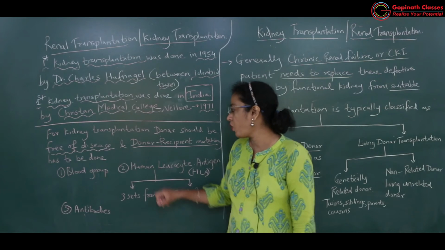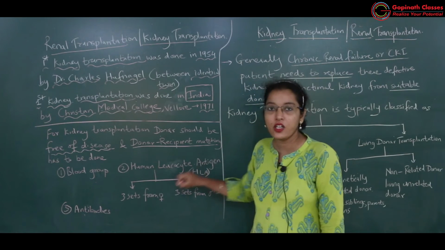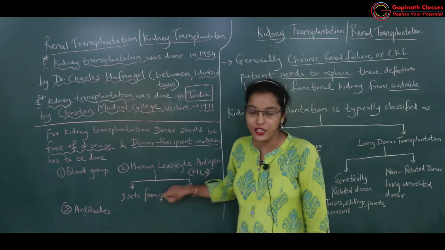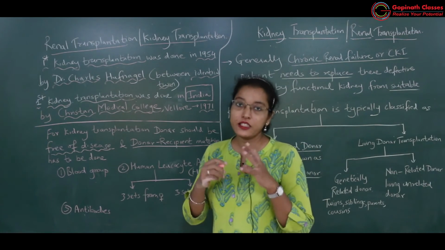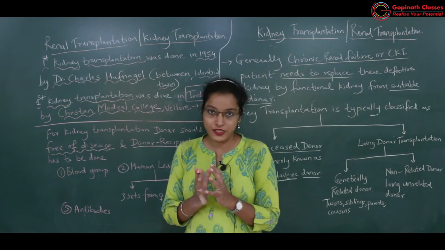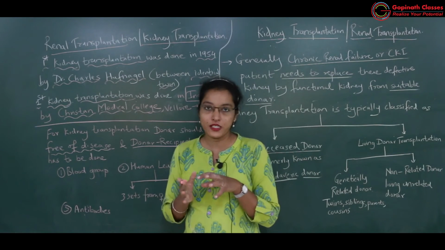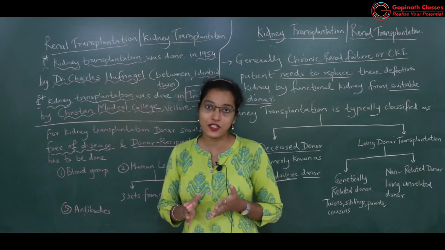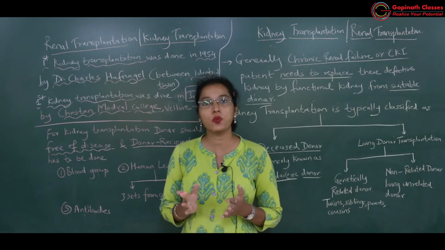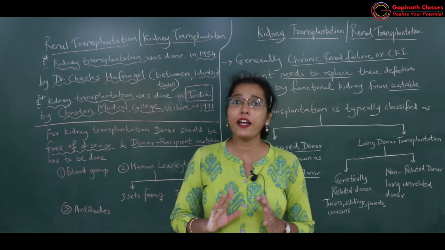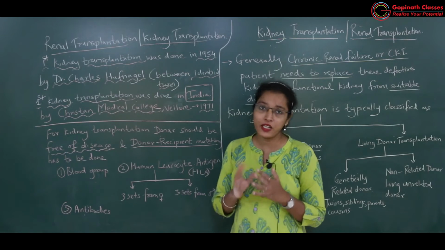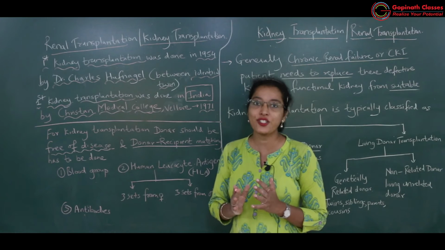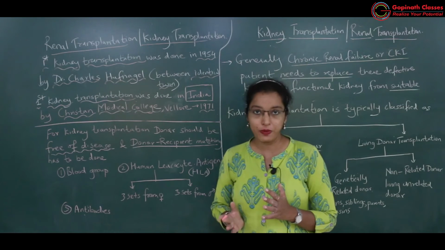Got it. So human leukocyte antigen, that is 3 sets from male and 3 sets from female. These are present over the WBCs. So all these 6 antigens are analyzed, of donor WBCs as well as recipient WBCs. And if there is any blood relation between donor and recipient, there are more chances of success of transplantation.